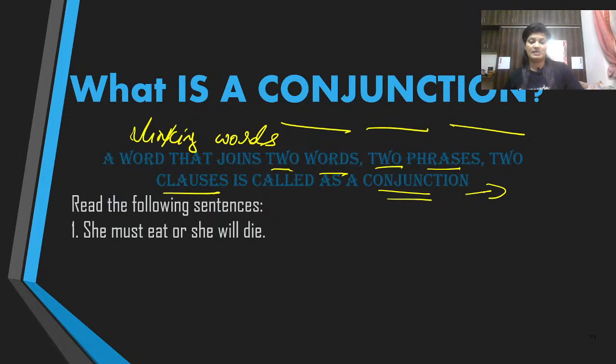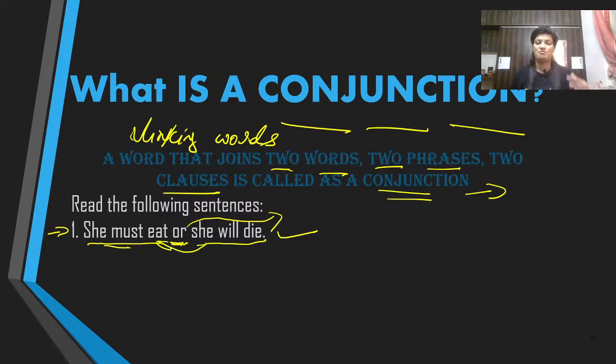Now let us take a few examples. In this particular sentence, number one, she must eat or she will die. Can somebody tell me what is the conjunction that we have used over here? Pick the conjunction in this particular sentence. Or, very good, Shritaja. Now here, she must eat is one of our clauses and this is another clause. And or is the conjunction that we have used which combines these two sentences.